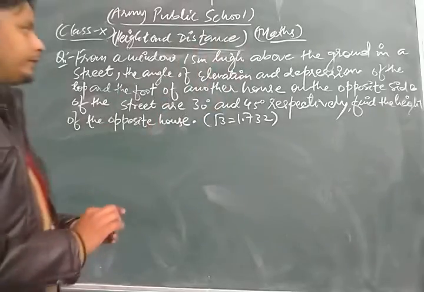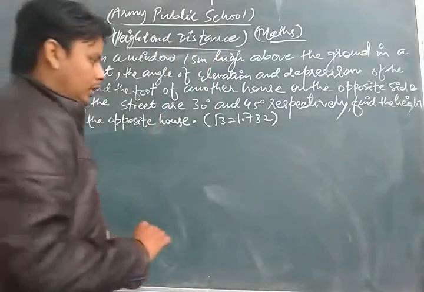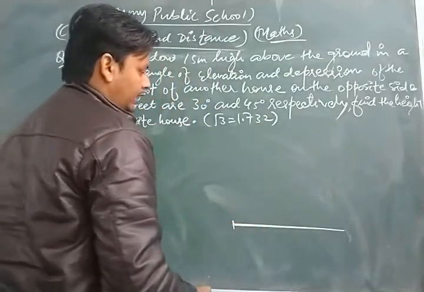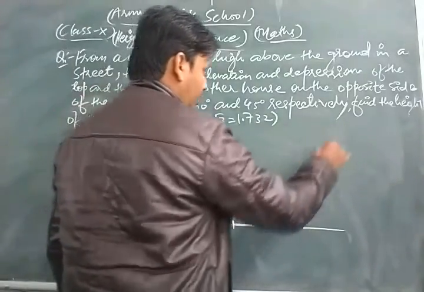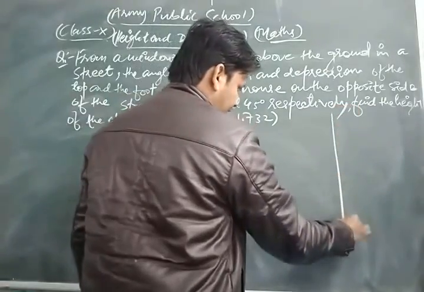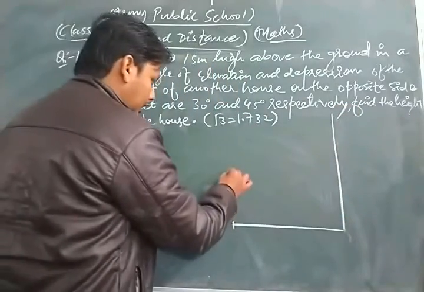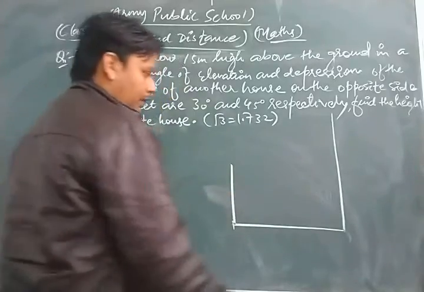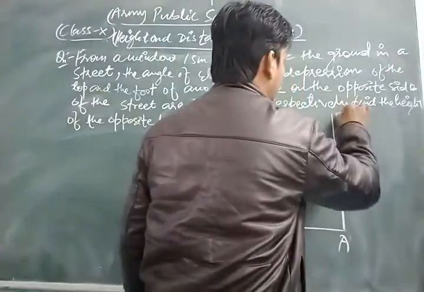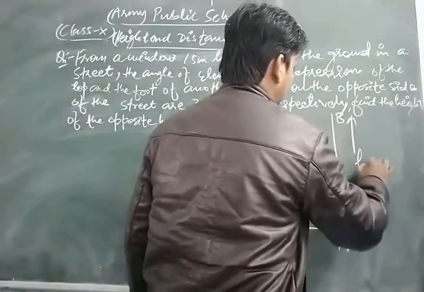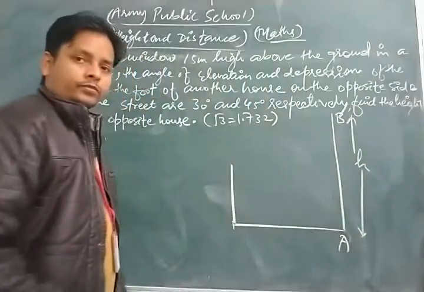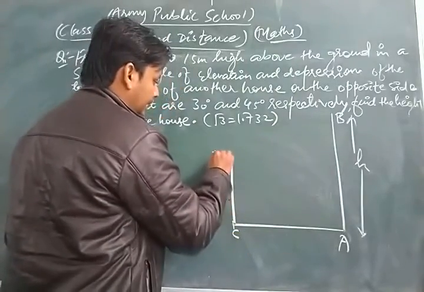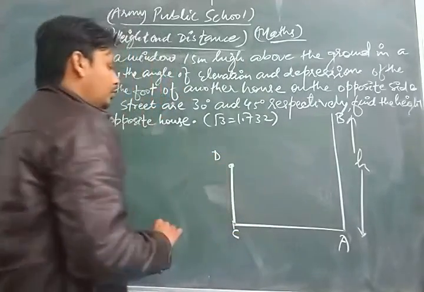Look, from a window 15 meter high above the ground, first of all, we draw a horizontal surface. This is the street. Now one house is on that side and one house is on that side of the street. This is the other house, the big house, and we take its height as H, and that one we take as C, D. D is the position of the window.